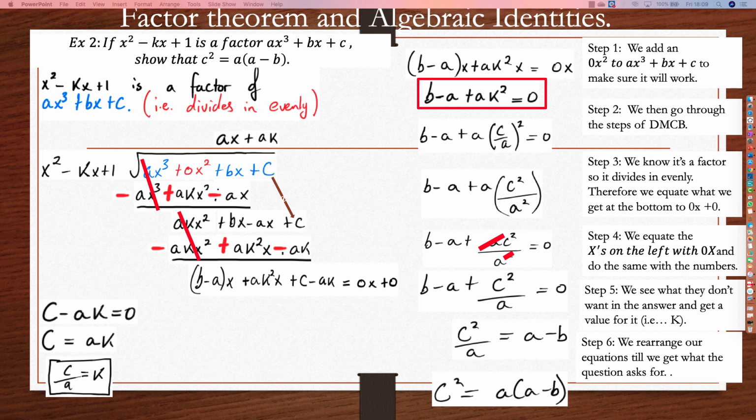x minus a, all squared, is a factor of x cubed plus 3px plus q. Show that p is equal to minus a squared and q is equal to 2a cubed. Right, off you go. Leave one on the board.